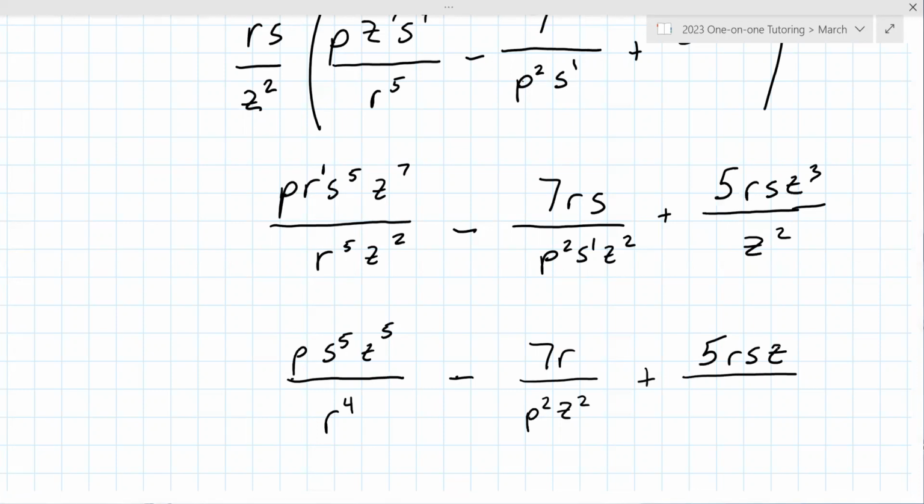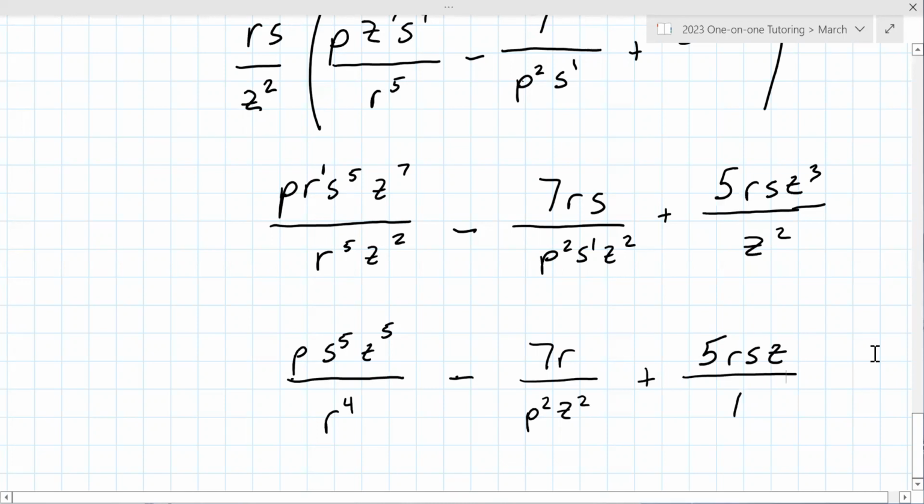So Z to the one, and just one on the bottom. Or nothing. I mean, you can put a one there, or just not put anything. Oh yeah, okay. And is that our answer? That's it. It's kind of hard to know. Are we done? Did we do everything?